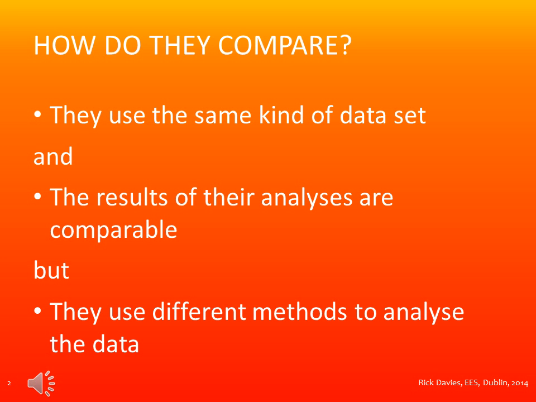How do QCA and decision tree methods compare to each other? They have two similarities. They use the same kind of data and the results of their analyses are comparable, but the way they do their analyses are different. I'm not going to go into the details of those during this brief presentation, but I can explain more after this session.